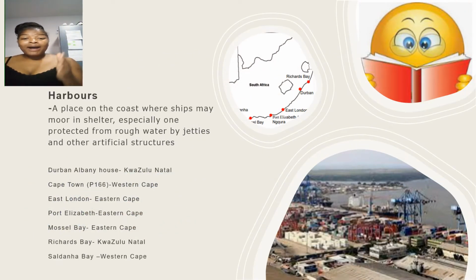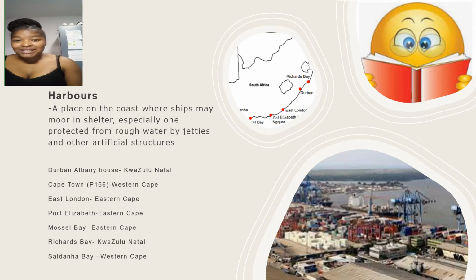Now we shift our attention to harbors. But before that, let us find out what a harbor is. A harbor is a place on the coast where ships may moor in shelter, especially one that is protected from rough water by jetties and other artificial structures.